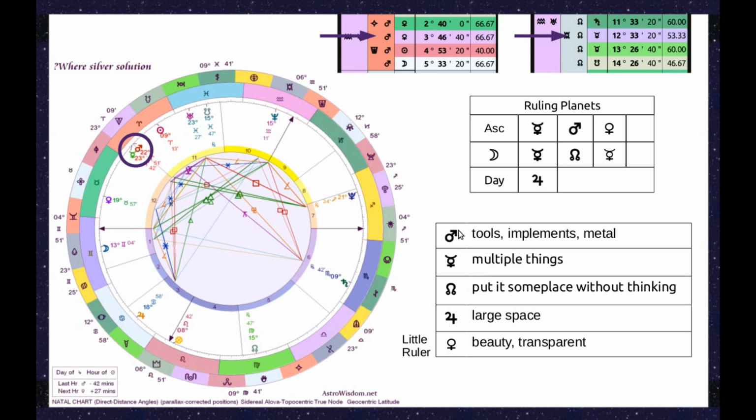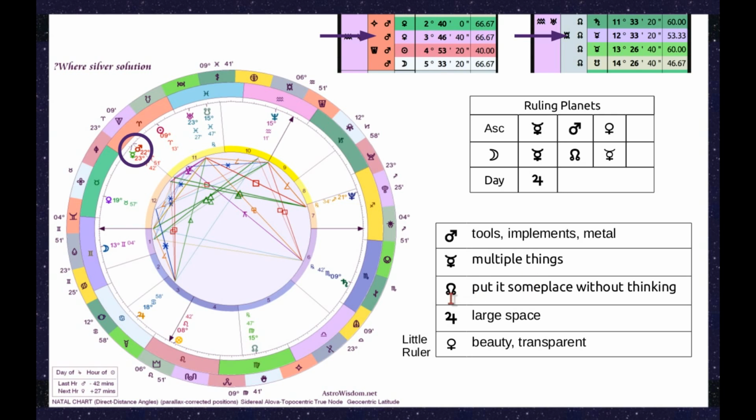So Mars indicates tools, implements, metal, machinery, anything like that. Mercury indicates multiple things. So we also find here that Mercury and Mars happen to be very closely conjunct in this chart. They're right together. So this told me that it was going to be found with many tools or many pieces of metal or two or more implements, something like that.